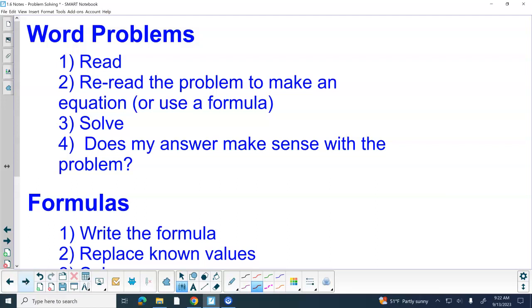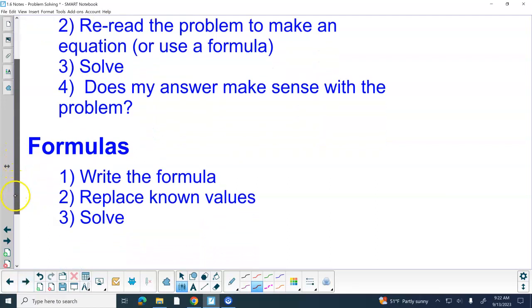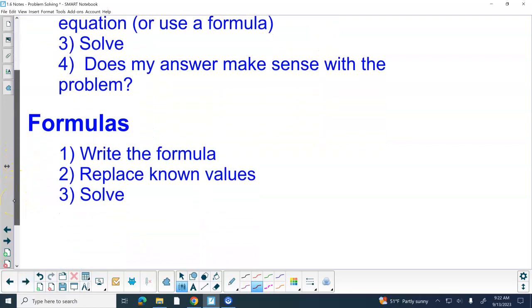Now, you will be using some formulas throughout the course of this course. First thing that you should do is you should write down the formula again. Even if it's written for you in the problem, write it down again. And then put your values in.